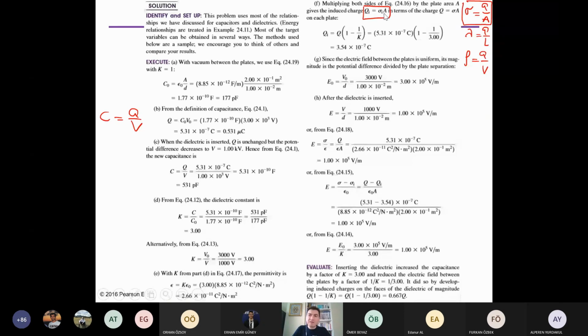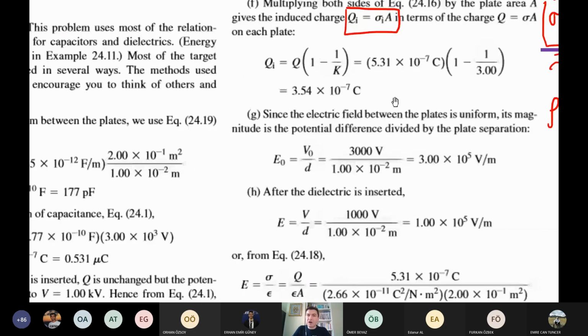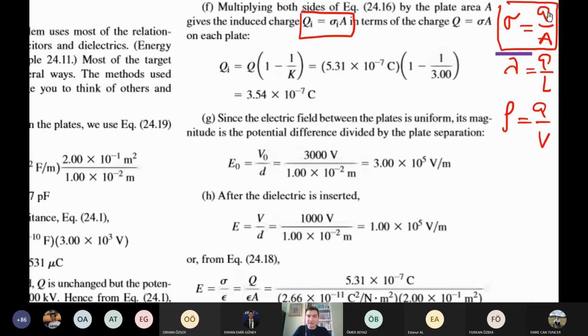Okay, then if you use the formula here on the right side, then you can calculate Qi. This is the induced charge within the dielectric material. I have explained what is the induced charge, what is the induced charge density. And here we have Qi is equal to sigma I times A, and the Q is given with sigma times A. So we have this relation.